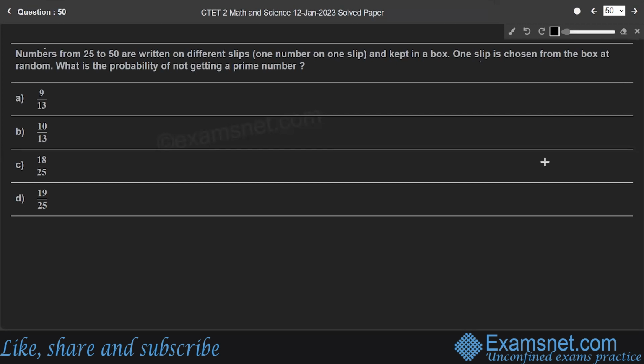Question 50. Numbers from 25 to 50 are written on different slips, one number on one slip, and kept in a box. One slip is chosen from the box at random. What is the probability of not getting a prime number?